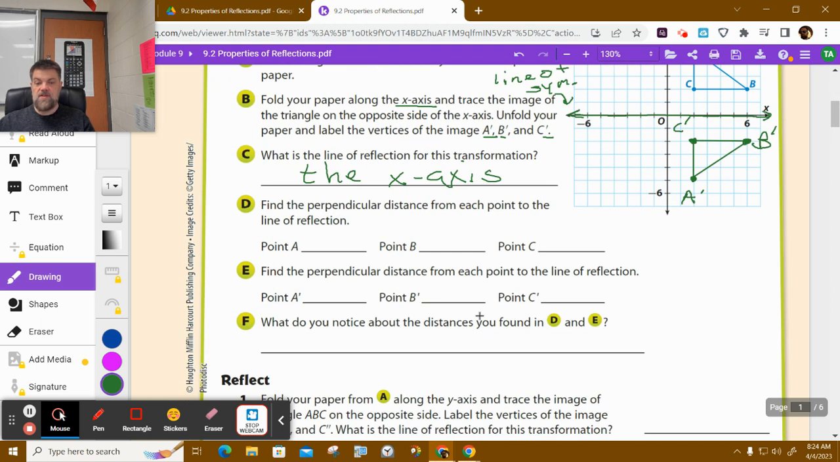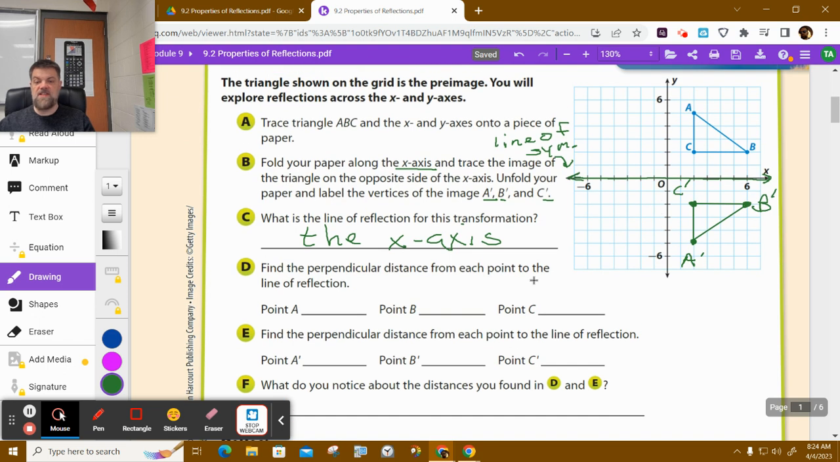Okay. So now it says, find the perpendicular distance from the point to the line of reflection. For point A, from here to here was 5 units, wasn't it? And B was 2 units, and C was 2 units. I suppose we should probably write the word unit, because we don't know how big that space is. And then we just did the same thing. A prime in the opposite direction was 5 units away. B prime was 2 units away, and C prime was 2 units away.